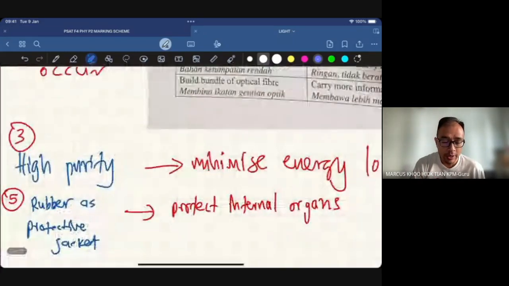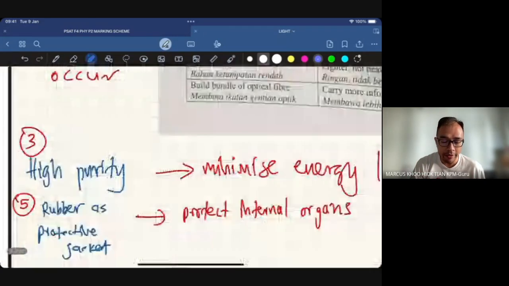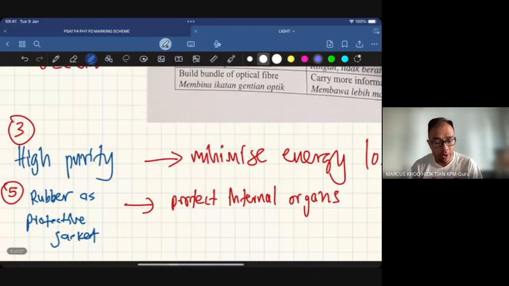So the 3rd point is the purity, the 4th point is the flexibility, and the 5th point is the protective jacket. Generally we use rubber as a protective jacket, and the reason is so that you protect the internal organs. We don't use glass. The outside of the fiber optic is not glass lah.